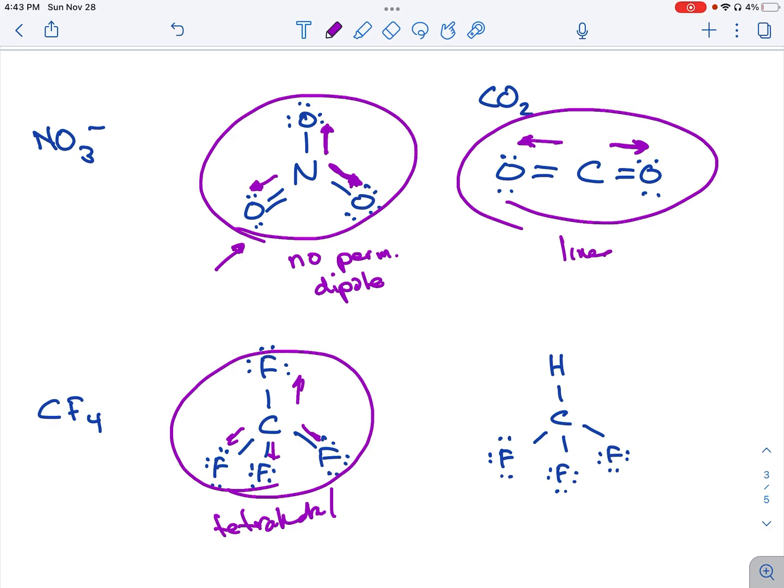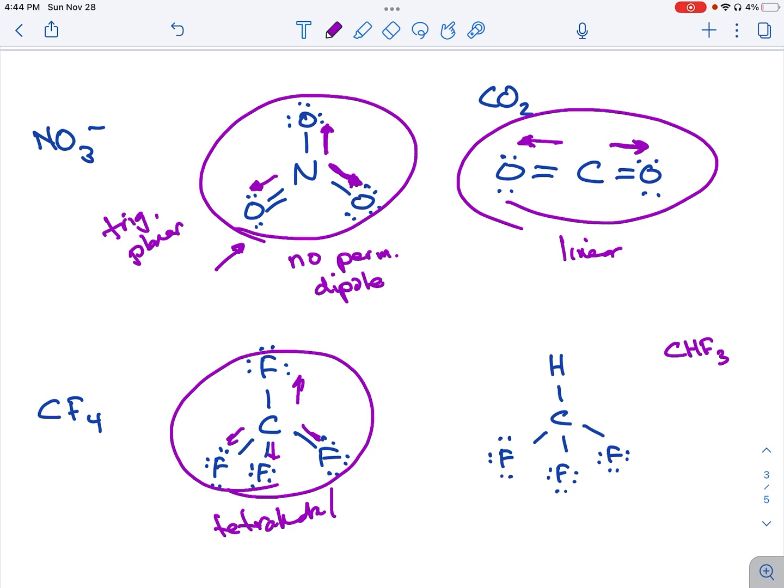So these three are the ones you have to look for and be mindful of, that they're not going to have a permanent dipole moment if all the atoms are the same on the outside. Now, what happens if you have this example that I've given here, where you have CHF3?